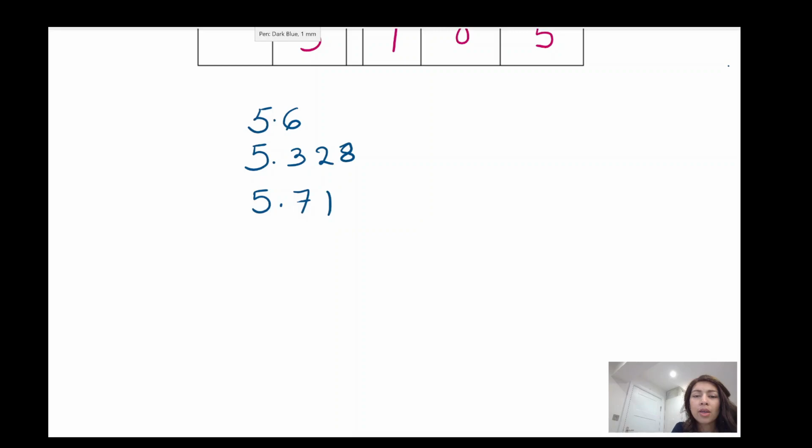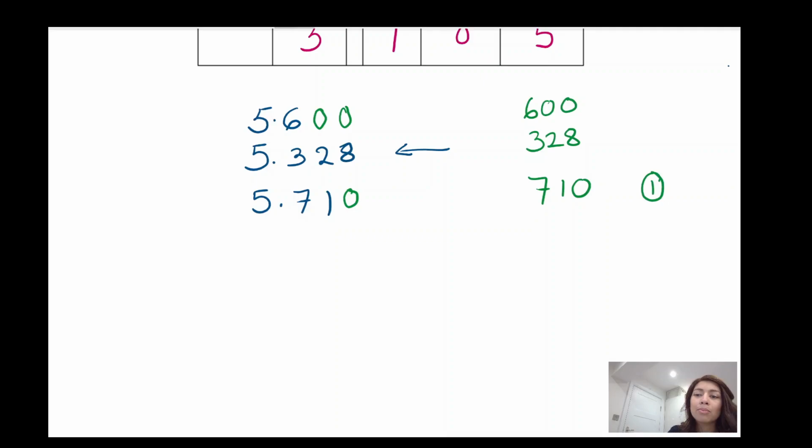To avoid this type of error, what we should always do is fill in the missing zeros. So, for example, 5.6 becomes 5.600. 5.71 becomes 5.710. Now it's much easier for us to compare these three numbers. We can look at 600 versus 328 versus 710. Now it's very clear for us to see that this in fact is the largest number, followed by this, and finally this one.